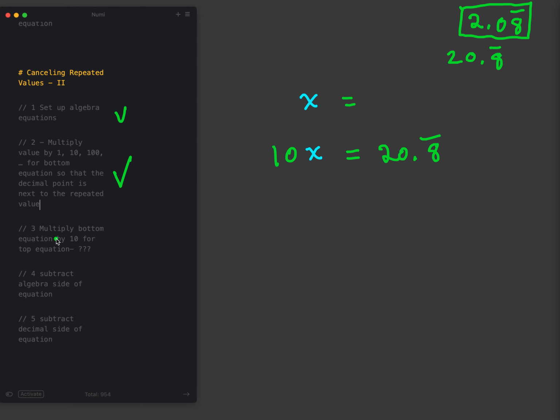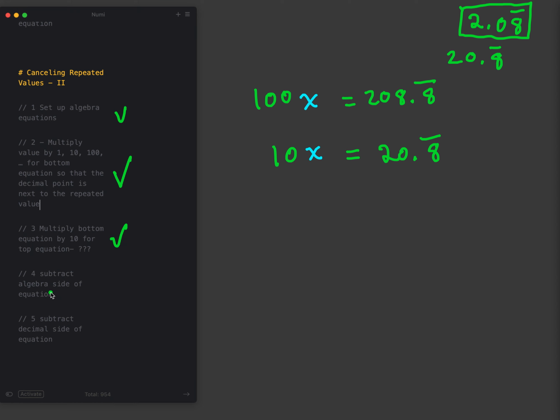Okay, so step 1 and step 2. Next, we have to worry about step 3, multiply the bottom equation by 10 for the top equation. We're going to follow that exactly the same. So in this case, 10 times 10 is going to be 100. And then 20.8 repeating times 10 will end up moving my decimal place once to 208.8 repeating, like that. All I did is move this decimal place once, and remember I have to have that 8 repeating afterwards.